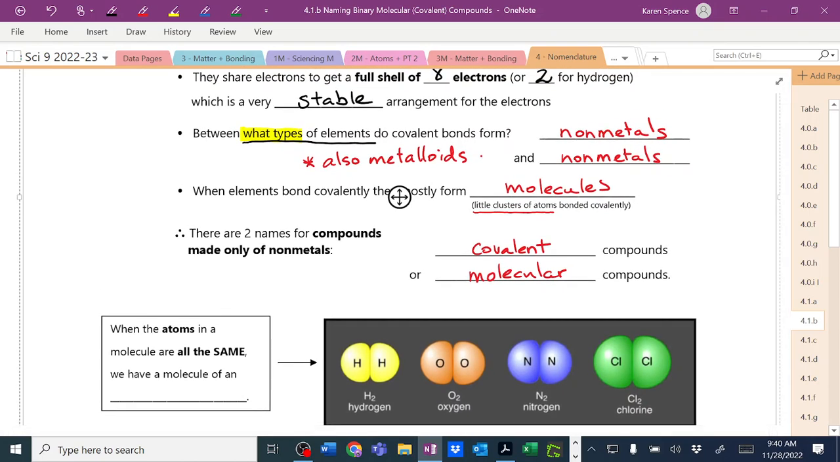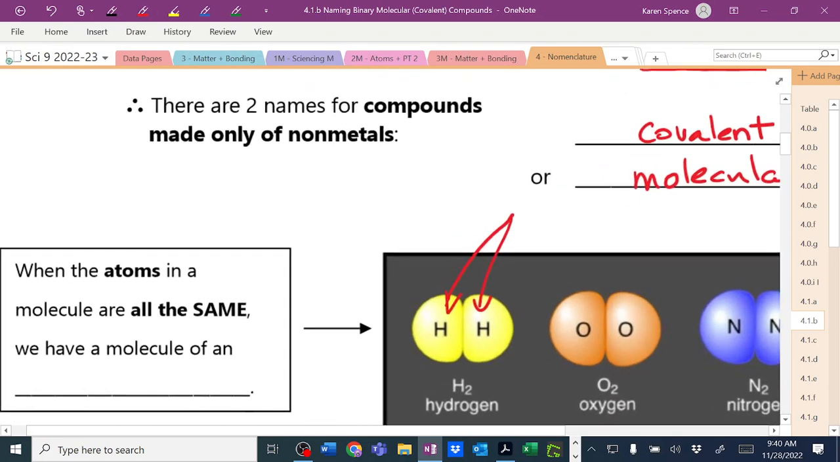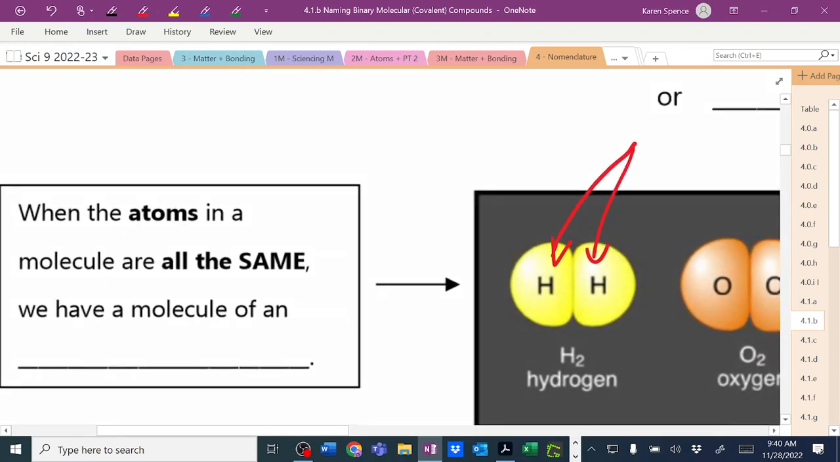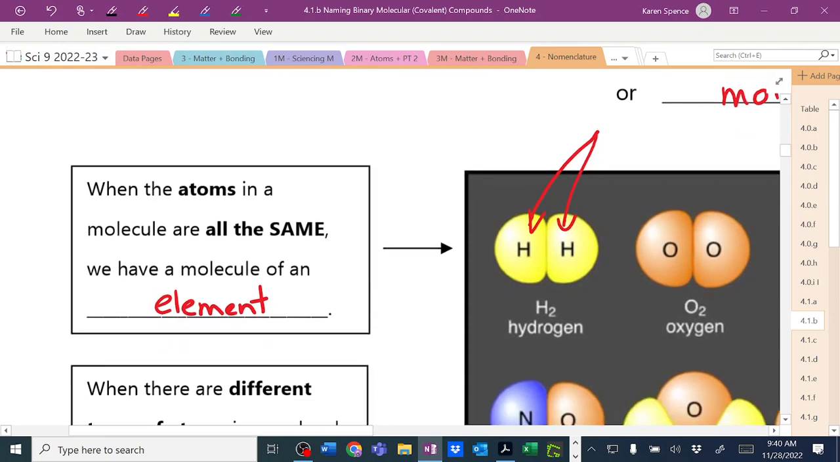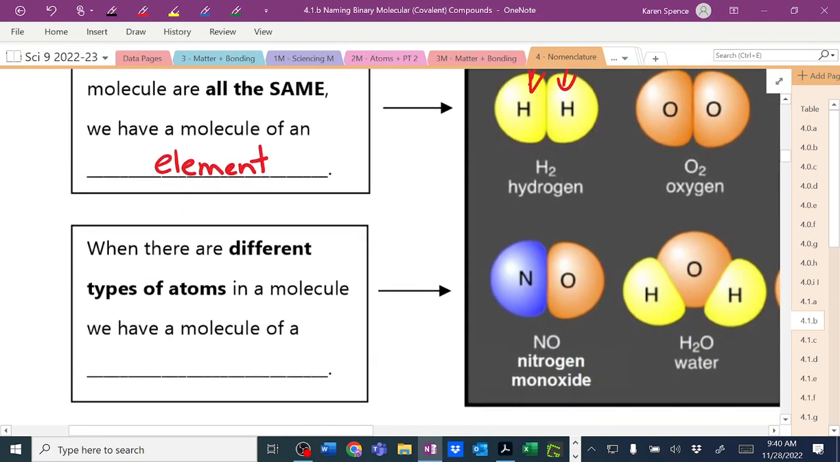When the atoms in a molecule are all the same, like when we have two H's that are the same, two O's that are the same, two N's, two Cl's, we say that we have a molecule of an element. And we won't be worried about naming elements because you can just look those up on the periodic table, okay? When there are different types of atoms in a molecule, we have a molecule of a compound. And those are the ones that we're going to be learning about.